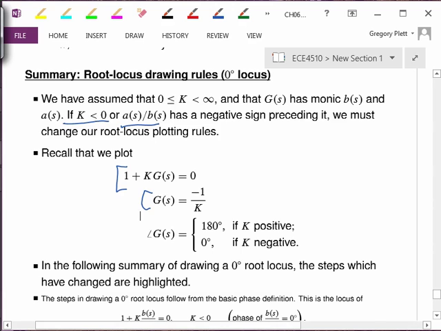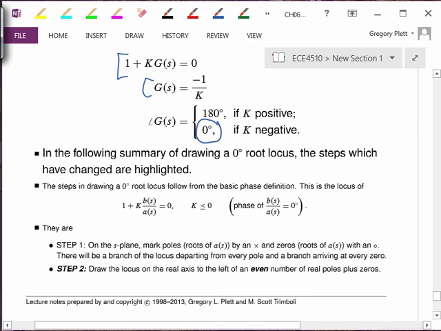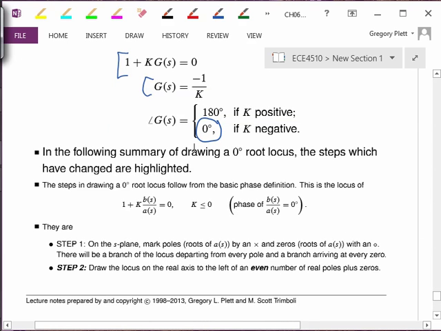But we have to think about what happens if K is negative. The magnitude condition doesn't change, but the angle condition does. If K is negative, I have to look for locations in the s-plane where the angle of G(s) is 0 degrees instead of 180 degrees, and that changes a few of the steps. So I have included here a summary of what happens if K is negative, or if I'm plotting a 0-degree root locus. Step 1 is the same. Plot all the poles and zeros.